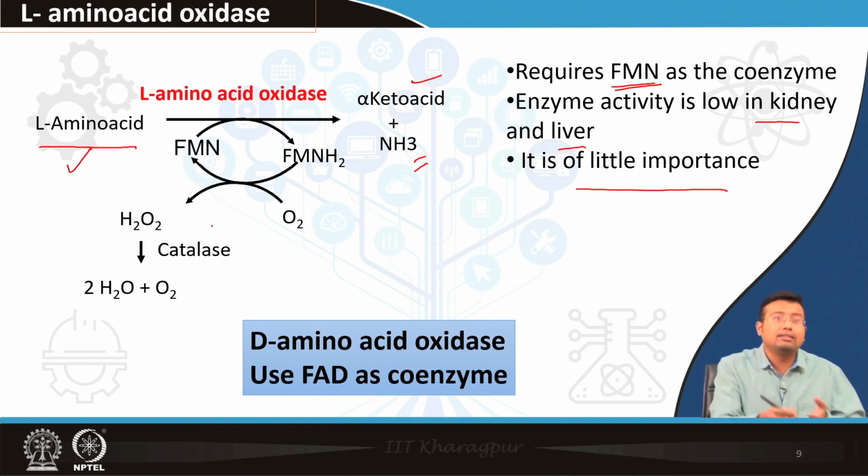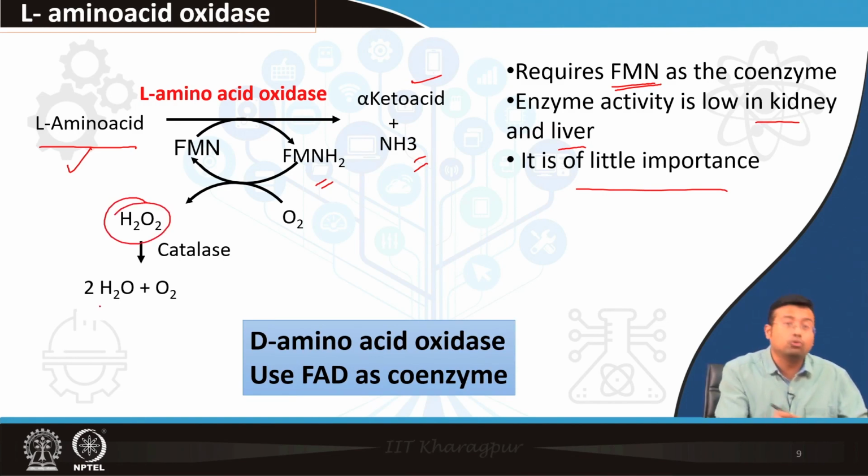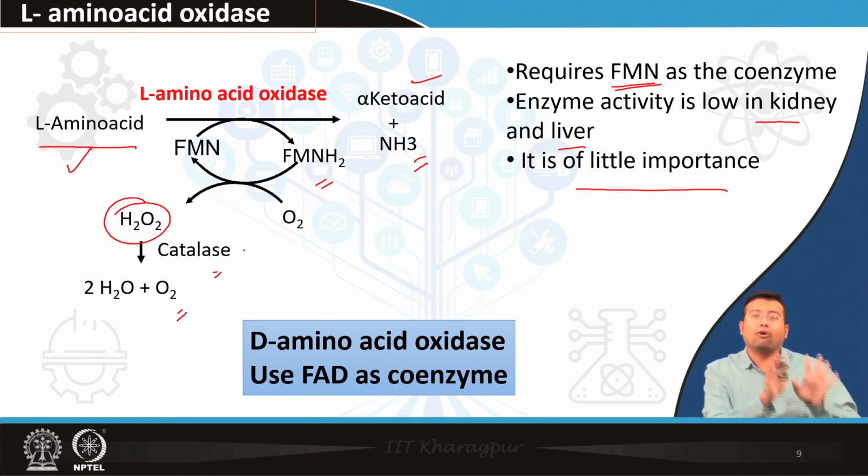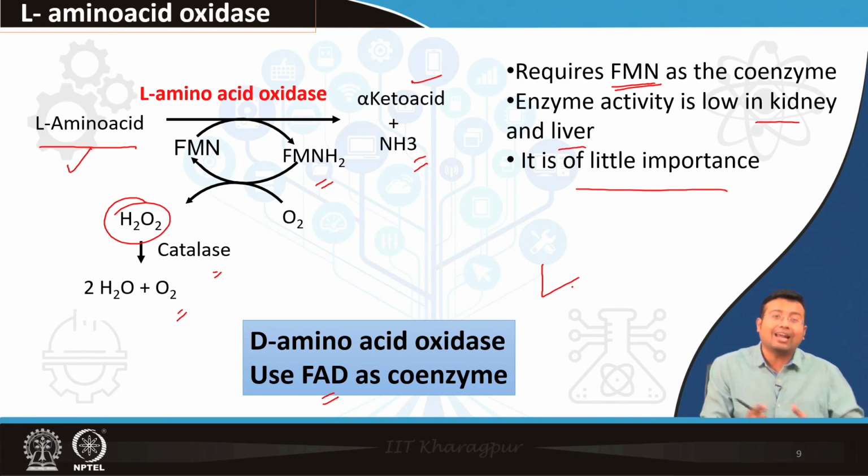Once FMN is used up in the reaction, it is reduced and again regenerated, and that leads to the production of H2O2, which is further broken down by catalase. But what is important for us to know is L-amino acid oxidase is one minor group of enzymes that can also produce ammonia. There is also a group of enzymes, D-amino acid oxidase. It uses flavin adenine dinucleotide or FAD as coenzyme. However, in the body, L-amino acids are more common, so L-amino acid oxidases are more common than D-amino acid oxidases, but in totality they are very minor compared to other mechanisms of ammonia production.